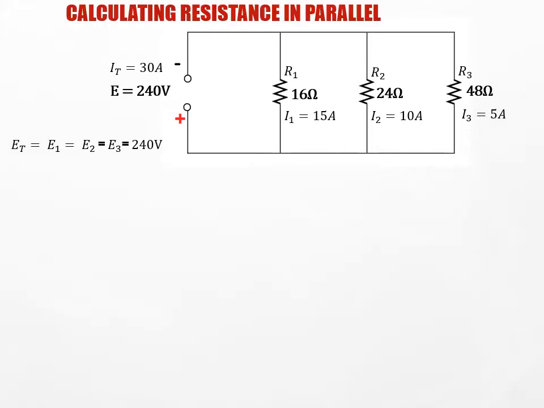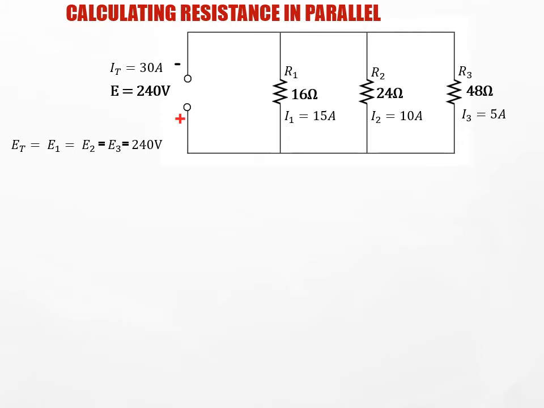There are many different ways to calculate resistance in a parallel circuit. I'm really only going to focus in on 2. So far, we've looked at this circuit as our last problem. And each branch drew a different current. The first branch drew 15 amps, the second 10, and the third 5, which gave us a total of 30 amps of current.